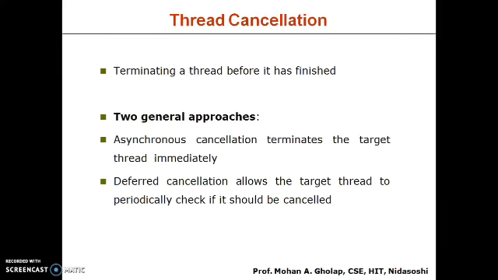The second one is thread cancellation. Thread cancellation is the process of terminating a thread before it has finished. So it's an abnormal termination. Again, to implement this, there are two approaches. The first one is asynchronous cancellation, and the second one is deferred cancellation. In asynchronous cancellation, it terminates the target thread immediately. So whenever you want to cancel, it will be cancelled immediately. But in the case of deferred cancellation, it allows the target thread to periodically check whether it should be cancelled. So this is the second one, thread cancellation.